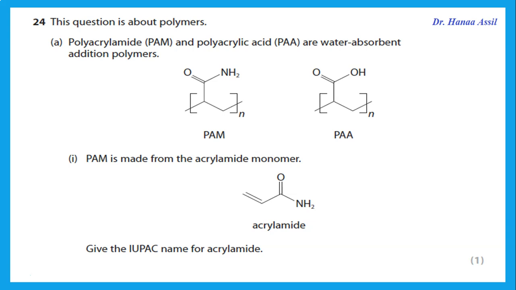First of all, it's an amide with 3 carbons. So it is prop and it has a double bond. The double bond, if we say that the carbonyl of the amide is carbon number 1, then the double bond is on carbon number 2. So the name of that is prop-2-enamide.